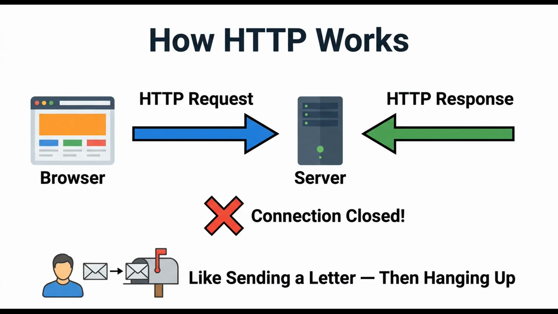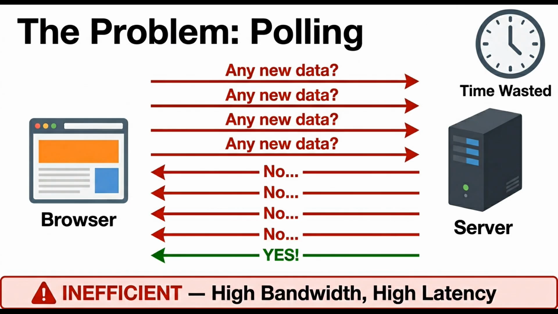Simple, right? But here's the thing. This model has a pretty serious limitation when it comes to real-time apps. So imagine you're building a live chat app using plain old HTTP. The problem is, the server can't just push a message to your browser whenever someone sends you a chat. Your browser has to keep asking the server, hey, any new messages? The server says no. Browser asks again. Server says no. Browser asks again, and this time the server finally says yes. This is called polling, and it is extremely inefficient.